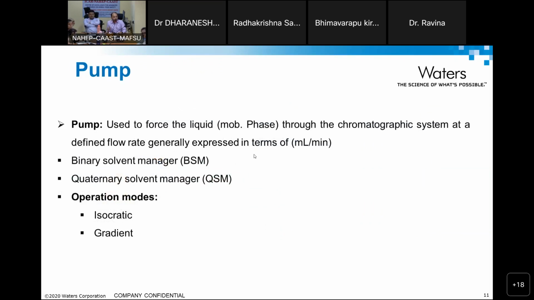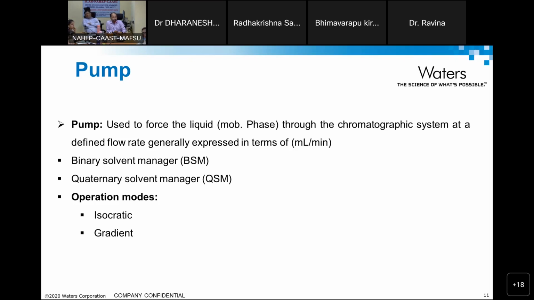So what is the role of the pump? As I've told you, it is used to force or pump the liquid mobile phase through the chromatographic system at a defined flow rate, generally expressed in ml per minute. There are two types of pumps, binary solvent manager and quaternary solvent manager. In a binary solvent manager, you can make use of two different solvent lines, whereas with a quaternary solvent manager, you can make use of 4 different solvent lines at a time. That's why it is called a quaternary solvent manager.